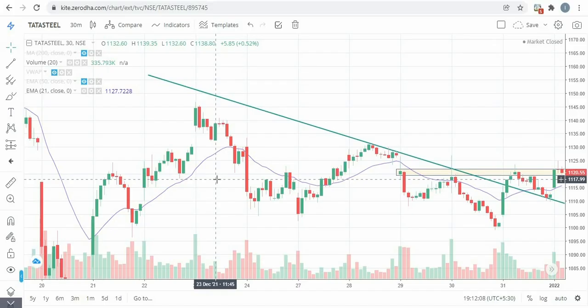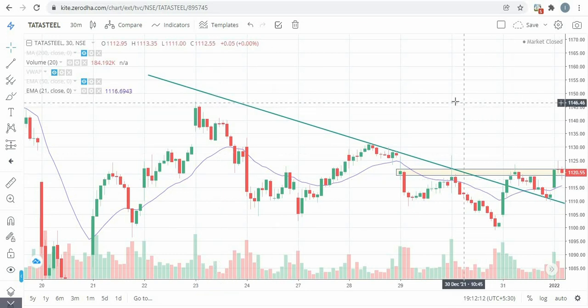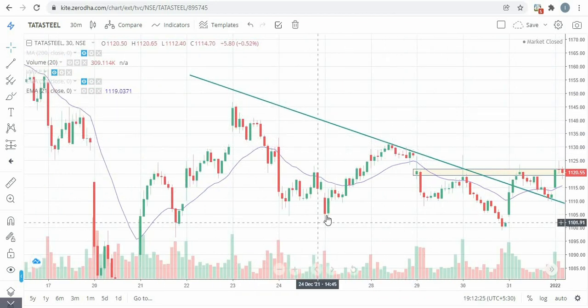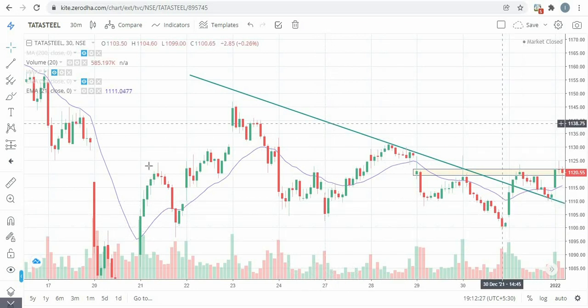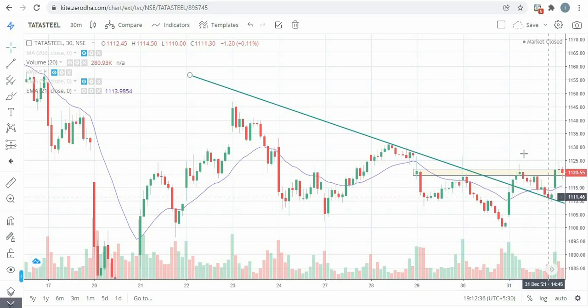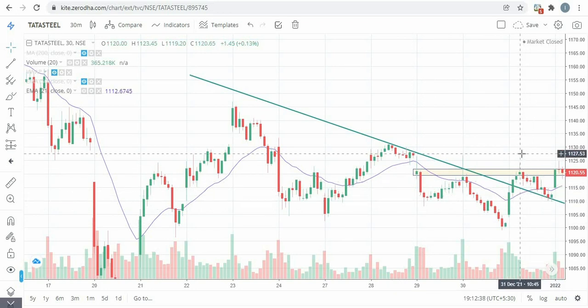Today we will talk about a pattern known as the inverse head and shoulder pattern. What is the inverse head and shoulder pattern, and what is the psychology behind how it works? It just follows Dow theory. Dow theory says that when a stock is in a downtrend, it forms lower highs and lower lows, and when it is in an uptrend, it forms higher highs and higher lows. When this is broken, a pattern known as the inverse head and shoulder pattern may form.